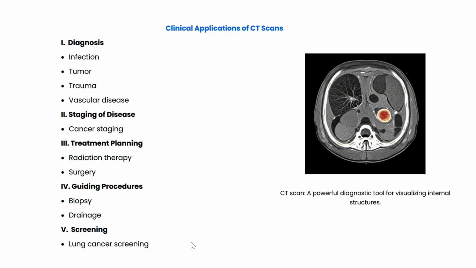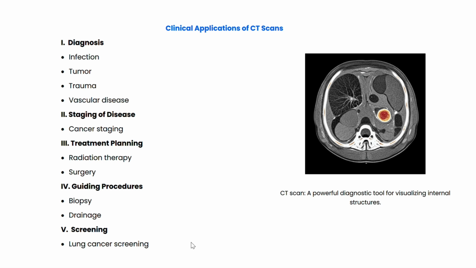CT scans have a wide range of clinical applications. They are essential for diagnosis, helping to identify infections, tumors, trauma, and vascular diseases. CT is crucial in staging of disease, particularly for determining the extent of cancer.